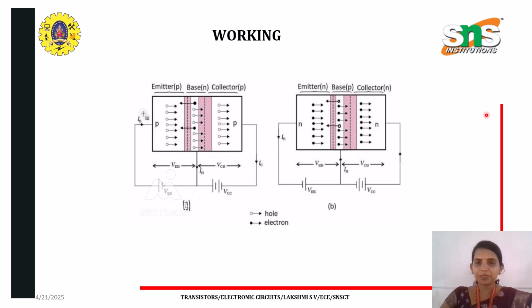Similarly, in NPN, the same occurs, only the polarity gets reversed. This part is the emitter current, this is our base current and this is our collector current. We know that when you apply Kirchhoff's current law, the sum of the base current and the collector current will be equal to the emitter current. This is how the current flow works in the NPN and PNP transistor.